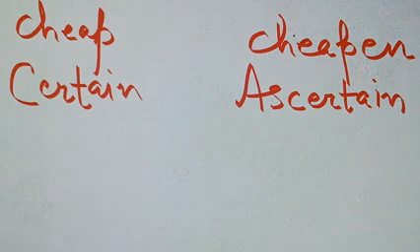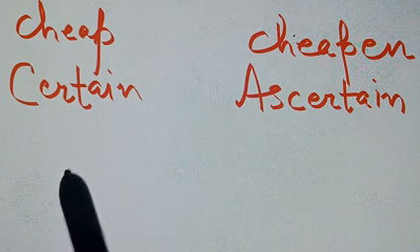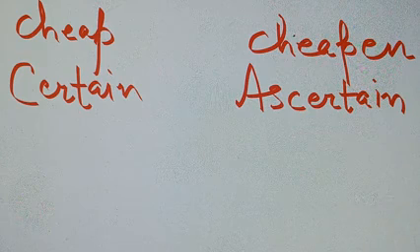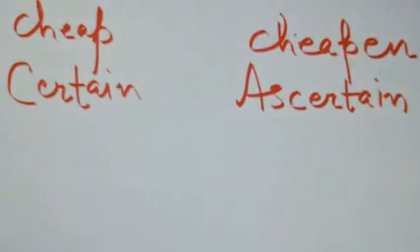And here its meaning will change somehow. How? Certain, you know, means which is fixed somewhere. And ascertain means when you have to confirm something about someone. I asked you to ascertain about him. That is the verb form I'm using of the word certain.